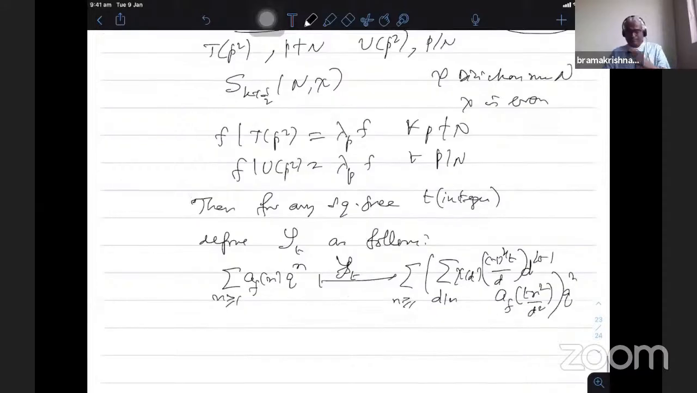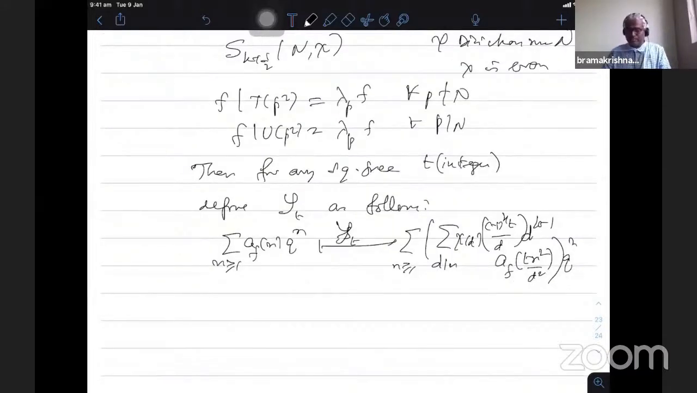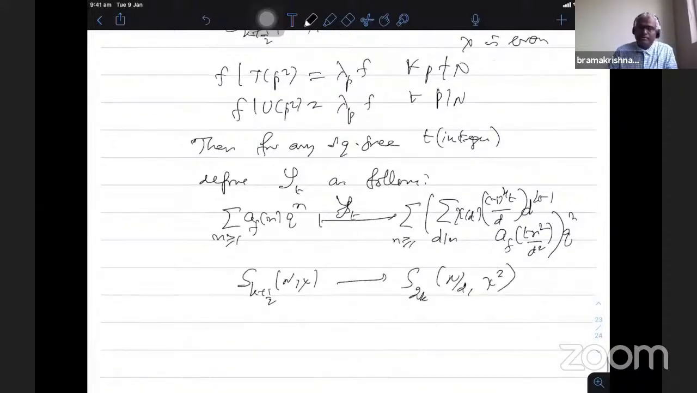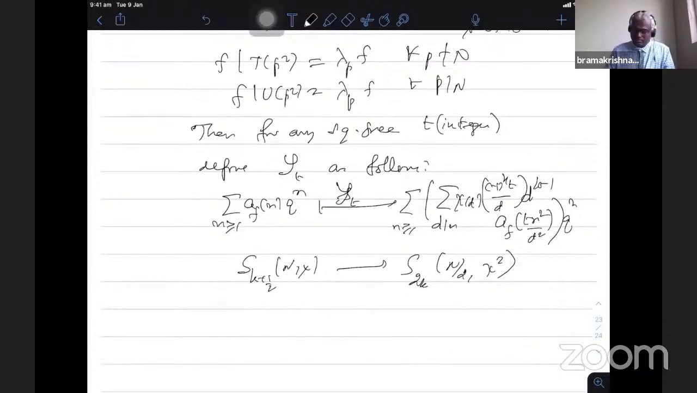So this is what we proved last time, that by considering the Dirichlet series of a_f(t n^2) and then using the multiplicative property of these Hecke eigen relations, one can show that this association gives a mapping from S_{k+1/2}(n, chi) to S_{2k}(n/2, chi^2). So this is the Shimura map. A little bit more we will see at some point.